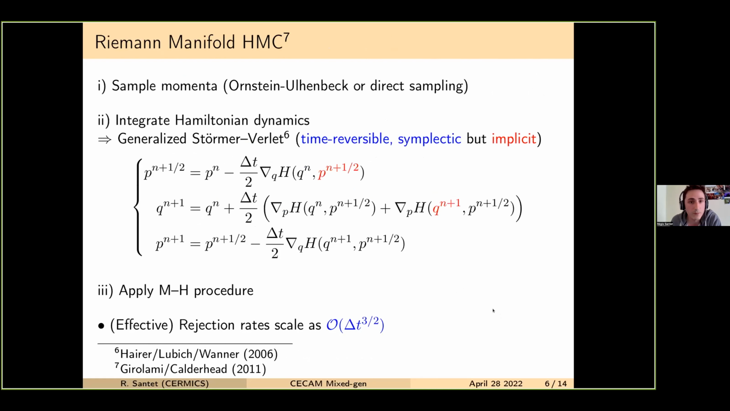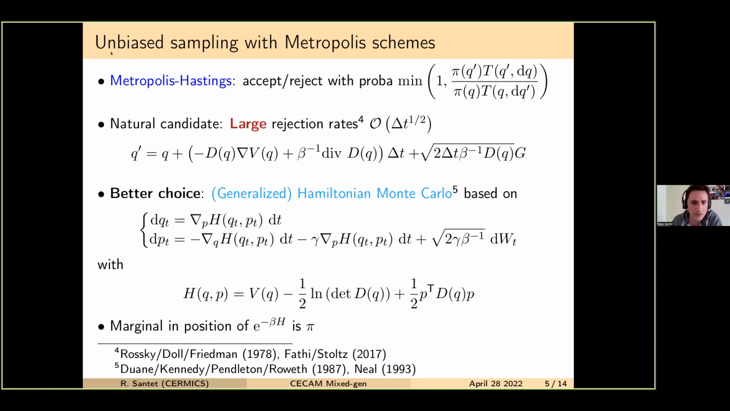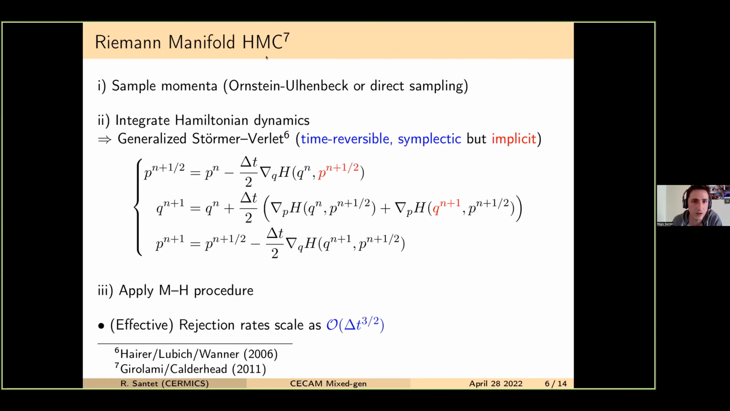So now the generalized Hamiltonian Monte Carlo algorithm reads like this. Just so you know, when using this Hamiltonian in particular, this is known as the Riemann manifold Hamiltonian Monte Carlo. So what I do is I sample the momenta either by integrating the Ornstein-Uhlenbeck process or by direct sampling. It depends on which version of the HMC you choose. And then I integrate the Hamiltonian dynamics.